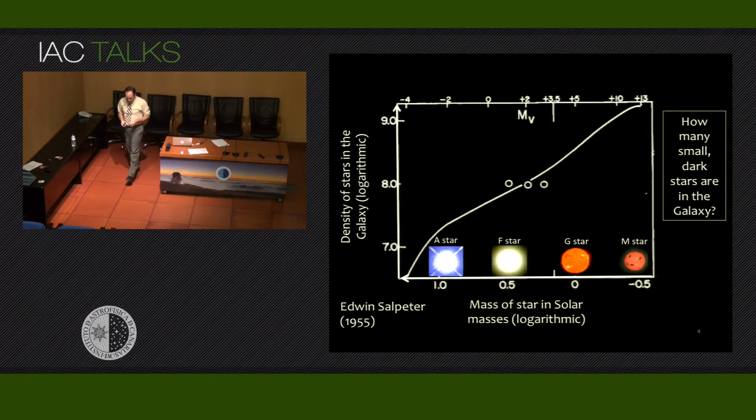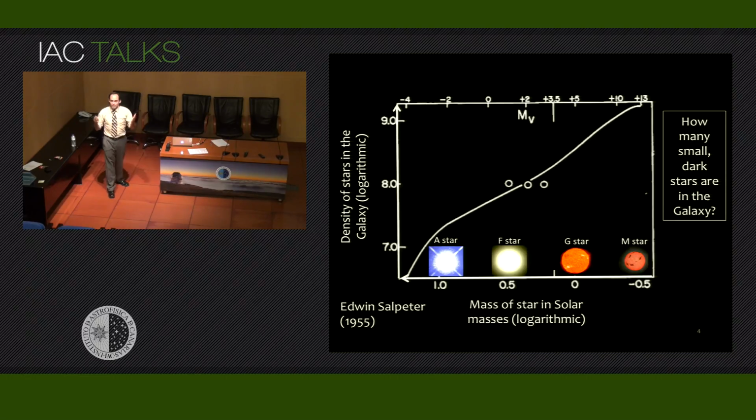This is an early plot from Edwin Salpeter back in 1955, making the first mass function measurements of the local solar neighborhood. This is now showing the mass of stars, and the units he used went sort of backwards. So you have low mass stars here on the right, high mass stars here on the left, and then the logarithmic density of stars in the galaxy. And this line is a line.